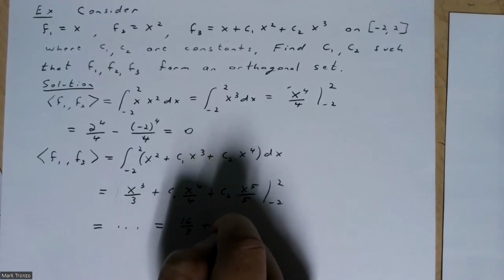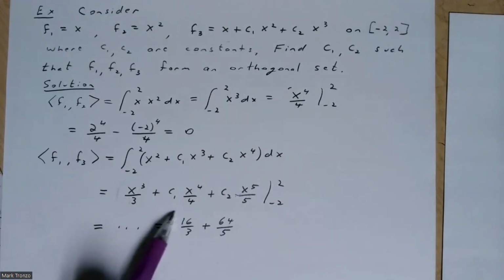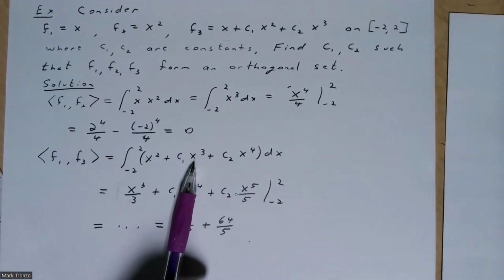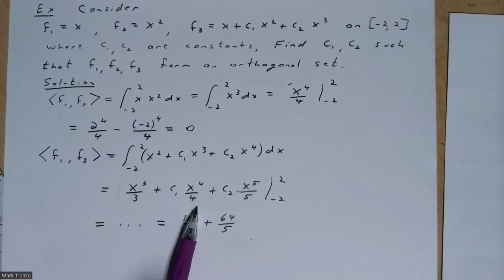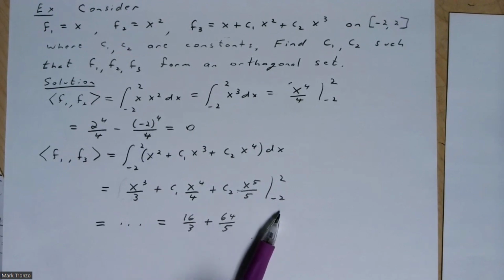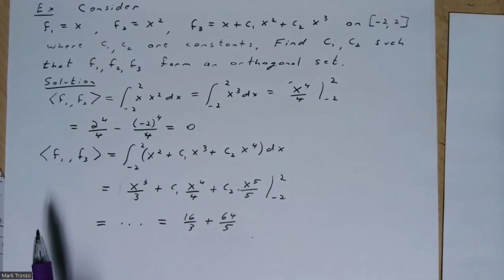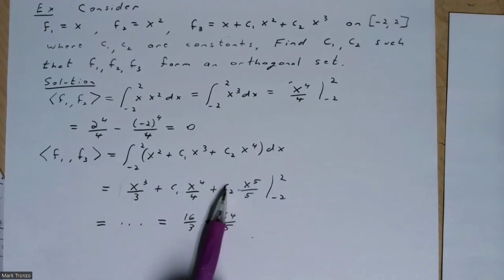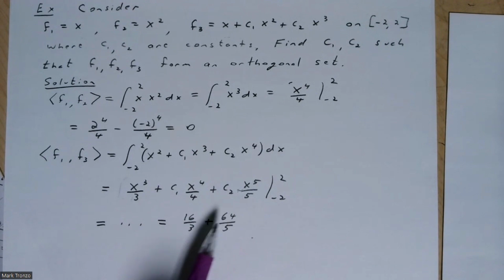16/3 plus 64/5. And what happens is, for this value here, we're going to end up with 2 to the 4th over 4. And then we put this one here on the lower bound, we end up with minus negative 2 to the 4th over 4. So those two are going to cancel. And then we're just going to be left with 4 terms total. And we add these ones with a third in it, we end up with 16/3 and 64/5.